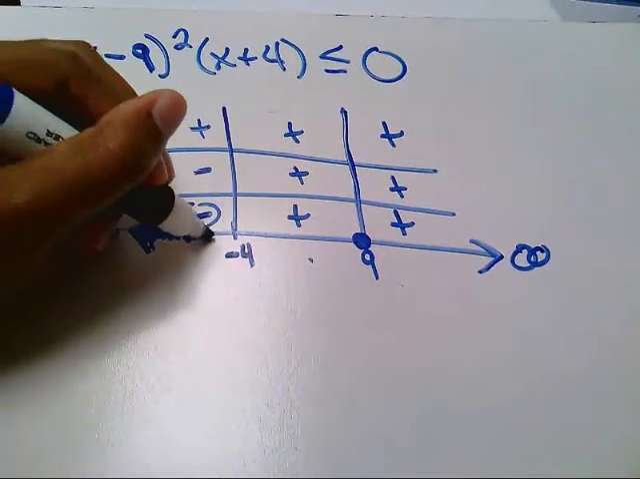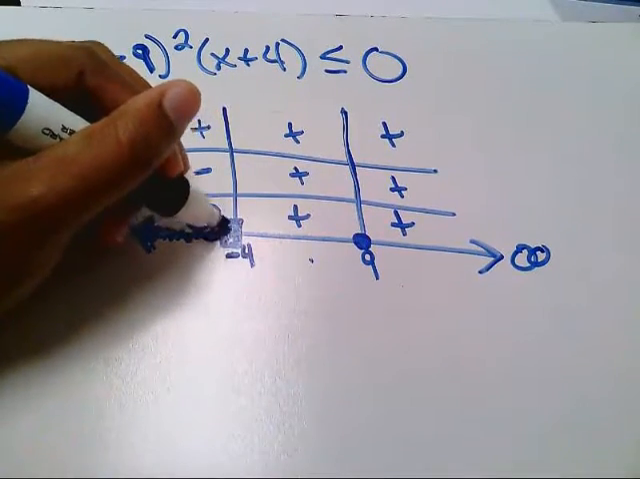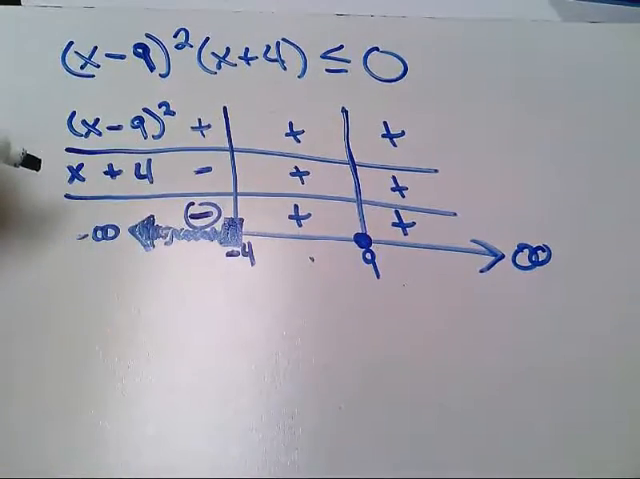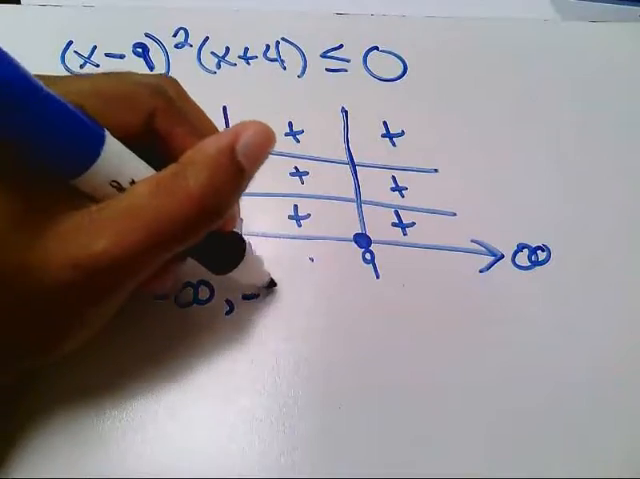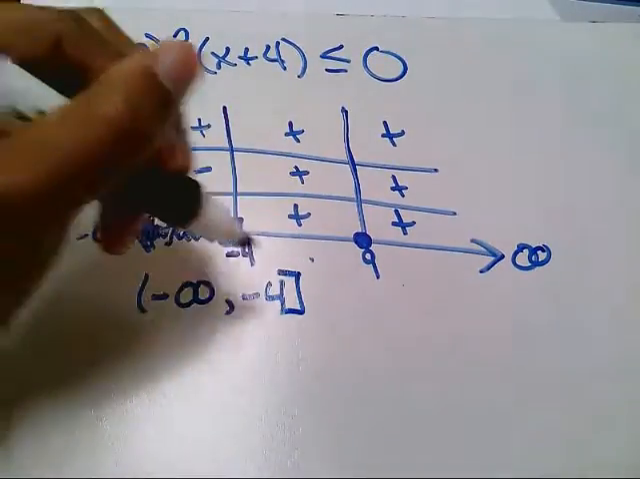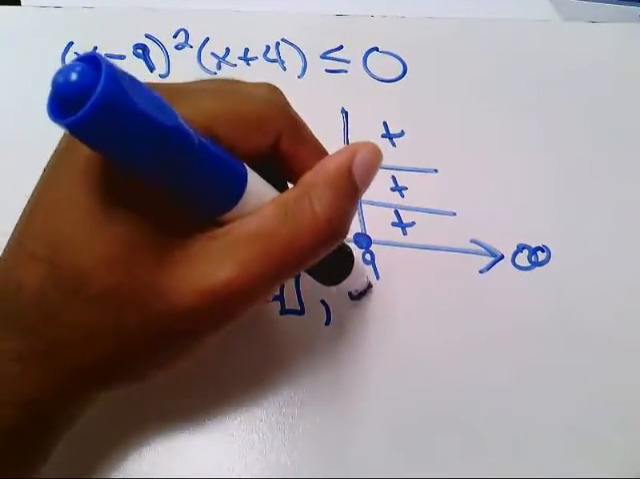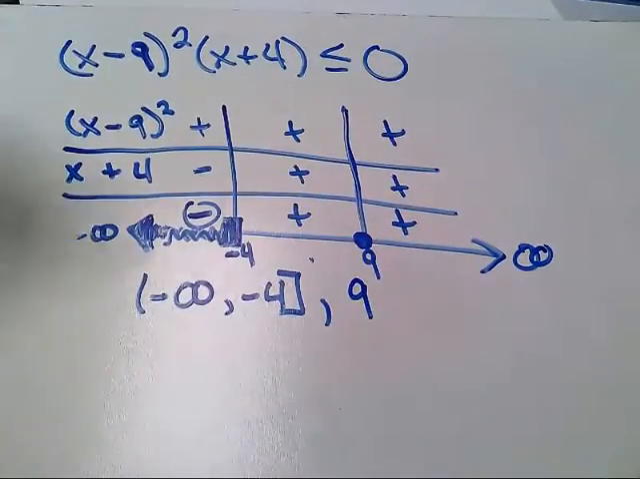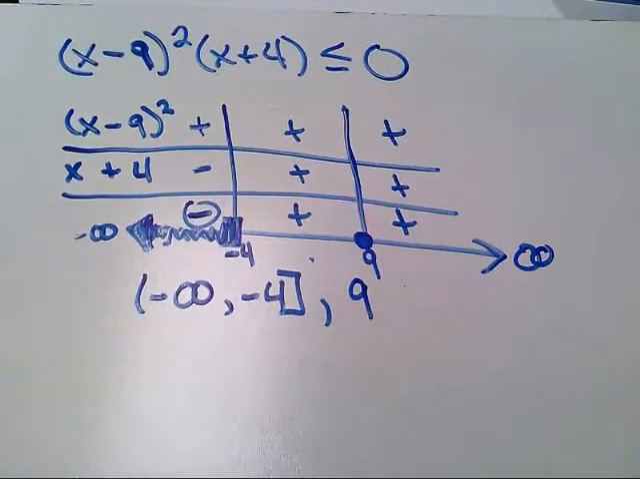We keep from negative infinity going out to -4 with a bracket, and we shade everything in between. So our solution here is going to go from negative infinity to -4 with a bracket, and then the only other section that we keep over here is not by itself. So it's not parentheses from 9 to 9, it's just 9 by itself.